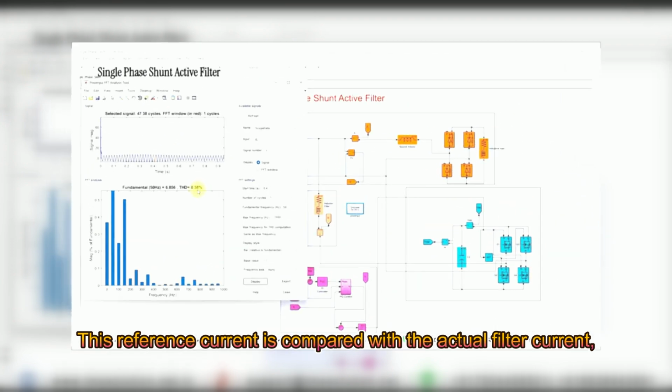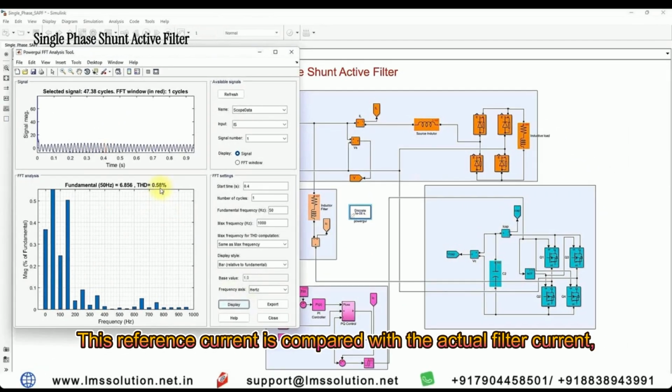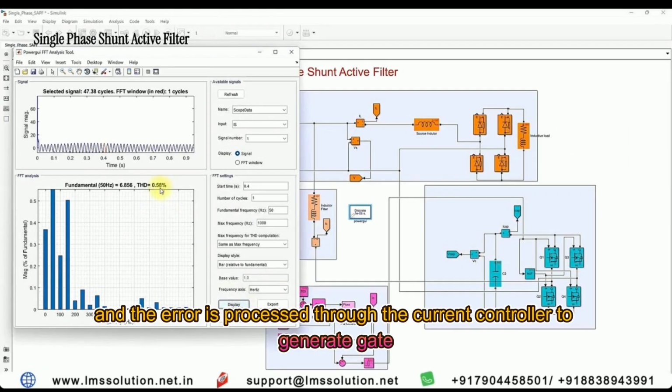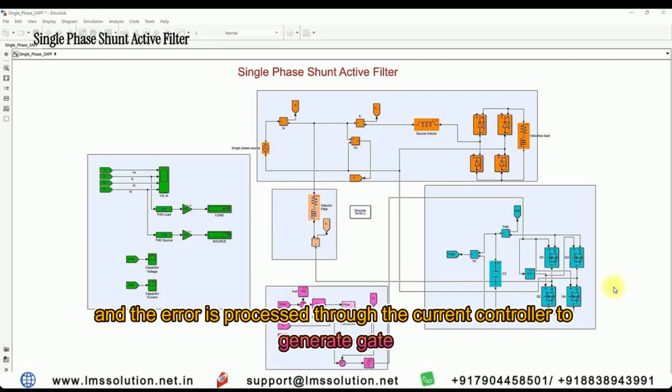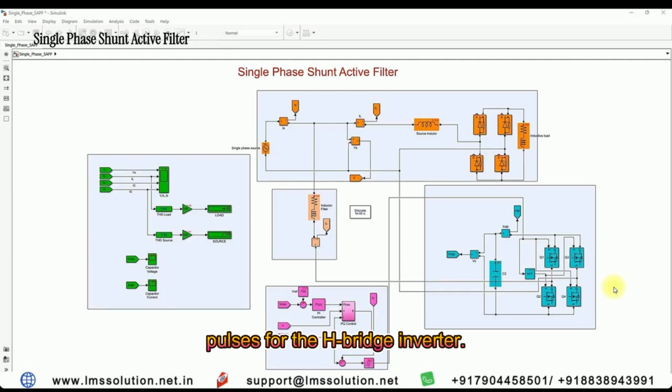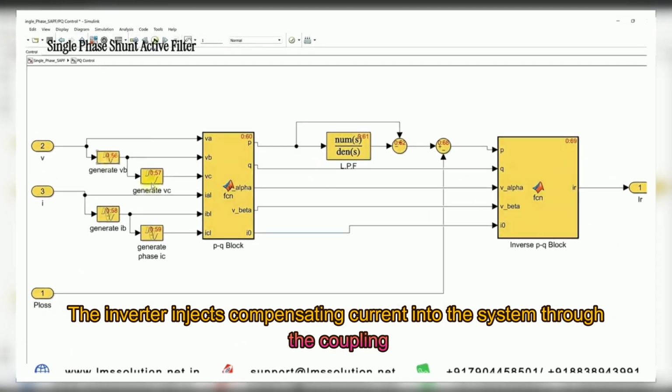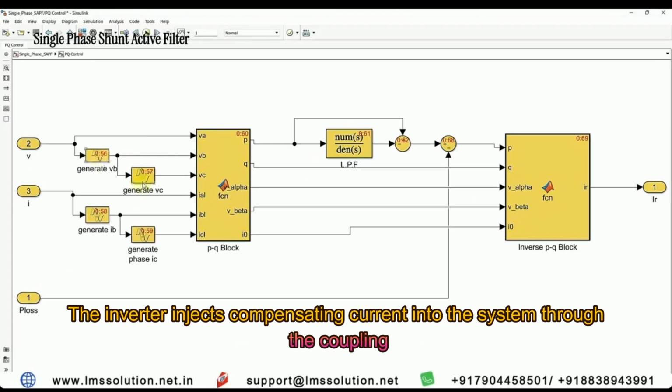compensation. This reference current is compared with the actual filter current and the error is processed through the current controller to generate gate pulses for the H-bridge inverter. The inverter injects compensating current into the system through the coupling inductor.